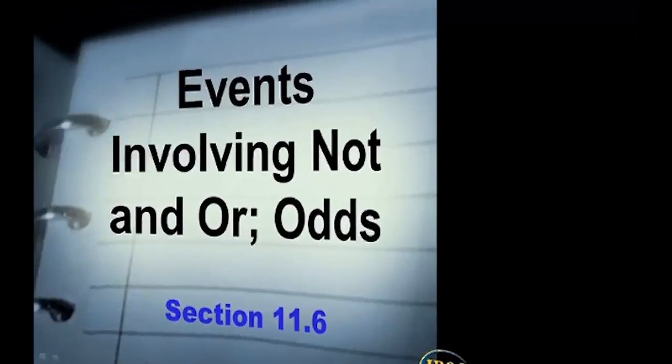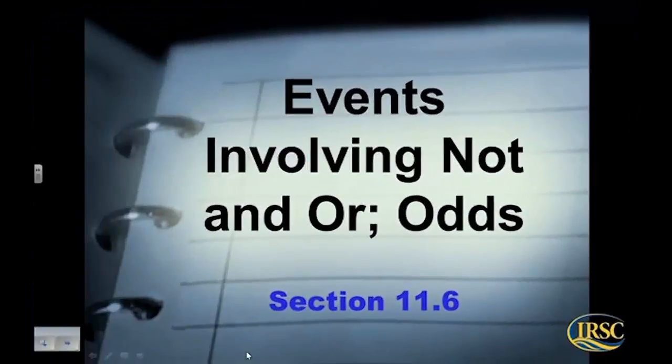Okay, so we're going to continue doing probability problems, but this time you're going to be looking for certain keywords, like the words "not" and "or." And then we're also going to look at odds, which is something different than probability.